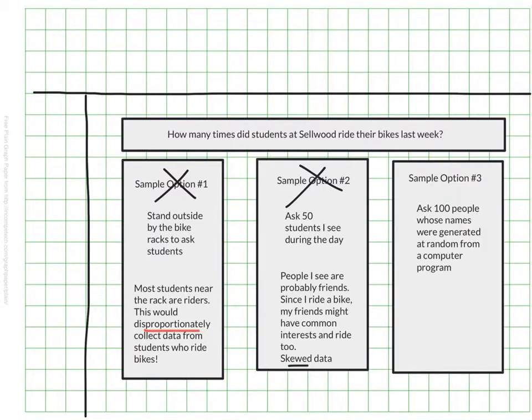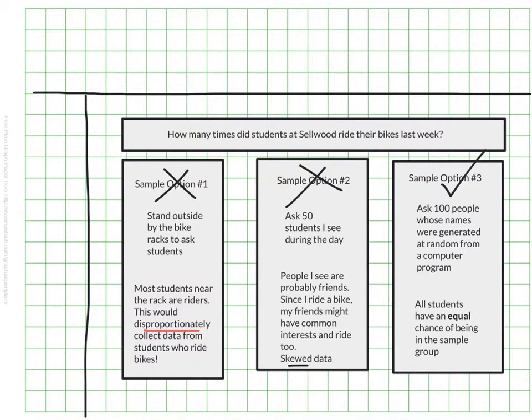Option number 3 would be that maybe I get some help from the folks at the school office, and they could generate 100 names off a list of all the students at the school, and it would be just a random computer-generated list that I could then use to find those people with those names and get their answers to my questions. This is the one that I like, right? This is the one where all students have an equal chance of being in the sample group. It's basically like putting everyone's name in a hat and picking some names out.